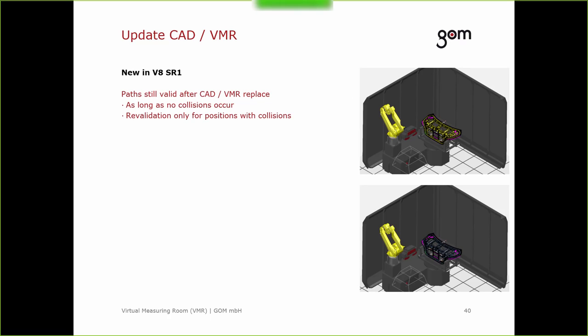For the V8 SR1, we improved this update behavior. Now, after a change of the CAD or the VMR, the paths are still valid, as long as no collisions occur. If a collision does occur, only the positions with the collisions need revalidation. We're going to see that in the next live demo.